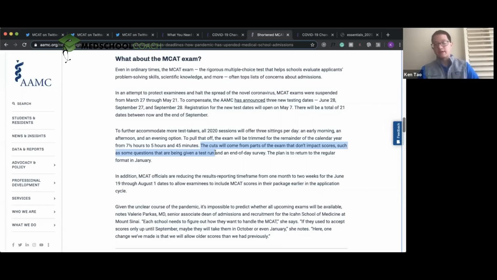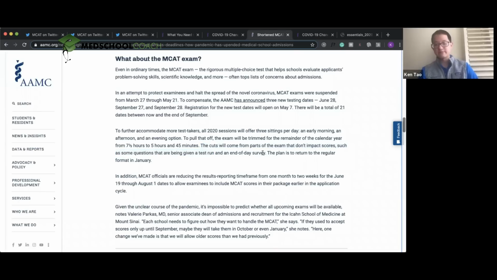So at the end of the day, what this means is that the fact that they made the exam shorter has no impact at all in terms of how your exam is being scored. If anything, it's just good because now you're not having your time wasted doing these test questions for the AAMC that were never going to matter for your score anyways.